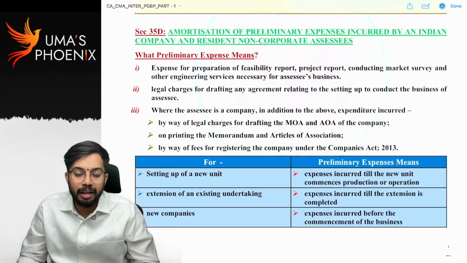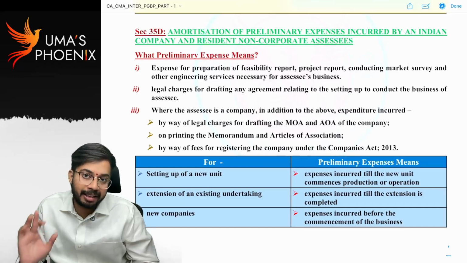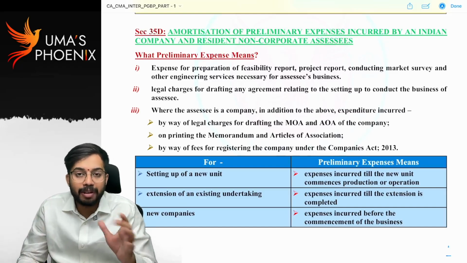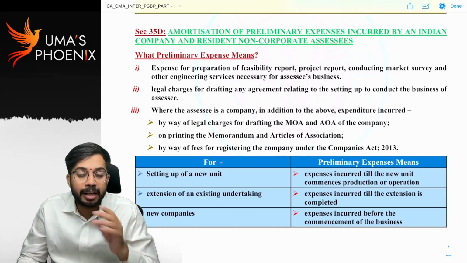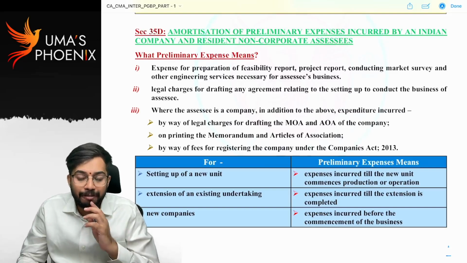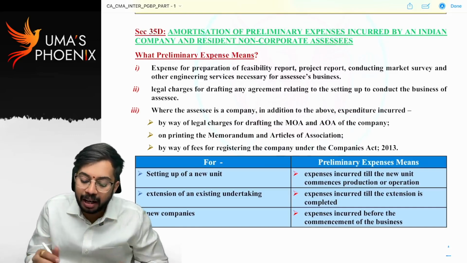Section 35D, preliminary expenses. See, deduction for preliminary expenses is allowed only for residents. In case of company, preliminary expenditure deduction is allowed only for Indian company. For foreign companies, preliminary expenditure is not allowed as deduction. In case of other category of persons, only if they are resident in India.